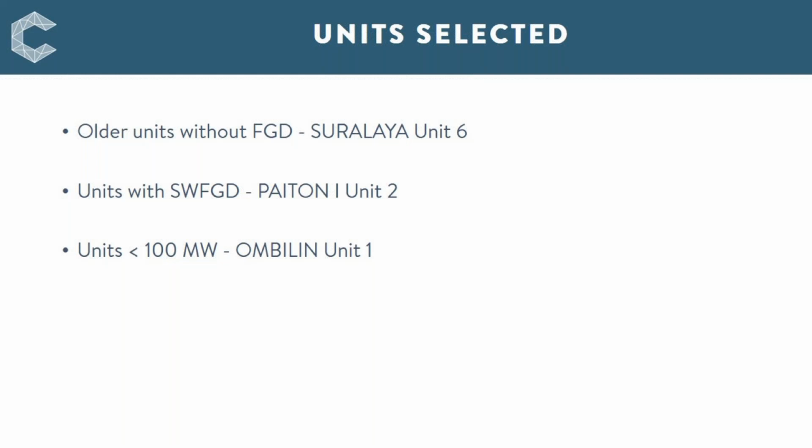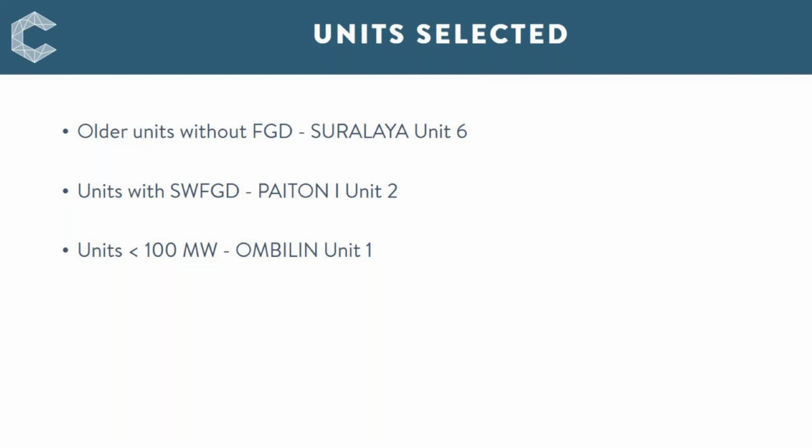We've also chosen Paiton 1 Unit 2. It is the plant with the seawater FGD that I talked about that is very interesting because we want to know whether our estimate is wrong for that plant, or if it is correct, then we want to come up with a strategy that we know could be quite simple for capturing the mercury in that plant. At the same time, being cognizant that we don't want that mercury to end up in the local bay.